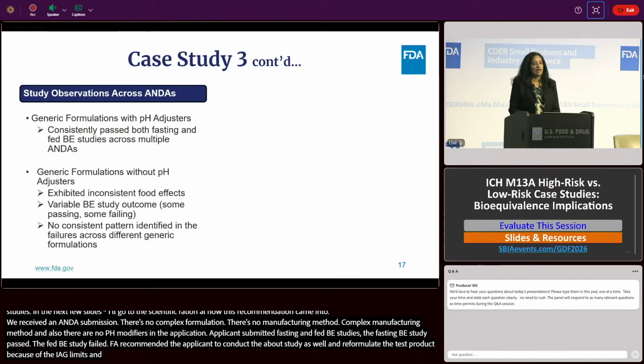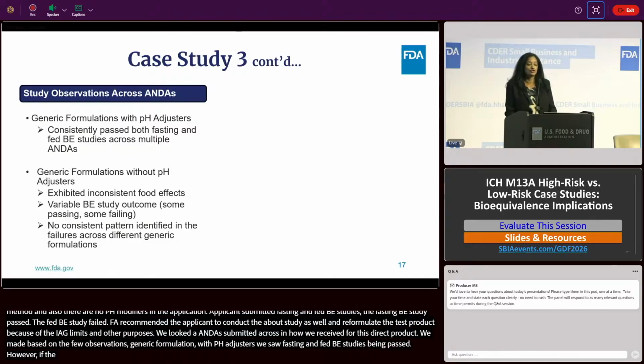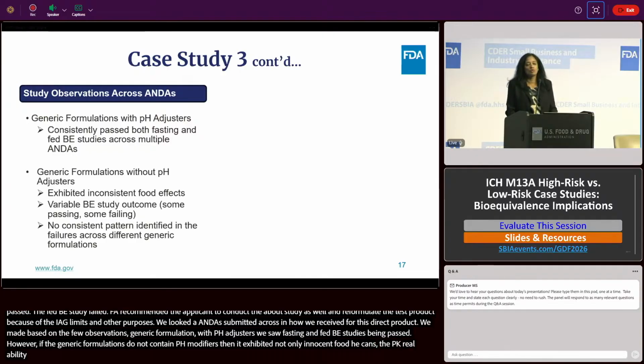So we looked at the ANDAs that were submitted in-house that we have received for this drug product, and we made a few observations based on that. If generic formulations contain pH modifiers or pH adjusters, then consistently we saw fasting and fed BE studies being passed. However, if the generic formulations do not contain pH modifiers, then they exhibited not only inconsistent food effects, the PK variability also varied depending upon the formulation, and there is no consistent pattern in the passing or failing of the fed BE studies.